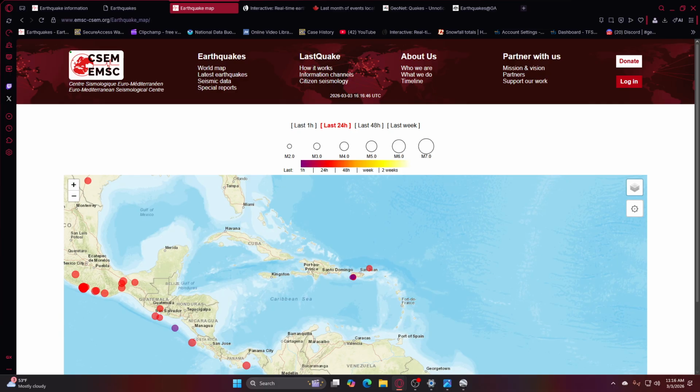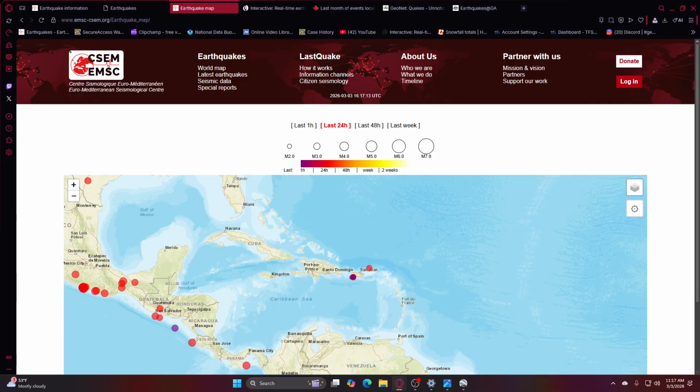So, regional breakdown, Jamaica. They had a felt event on Sunday morning. A magnitude 4.6 earthquake struck approximately 10 kilometers northeast of Stony Hill. The tremor was felt strongly across several parishes, including Kingston, St. Andrew, St. Catherine, St. Ann, and Manchester.